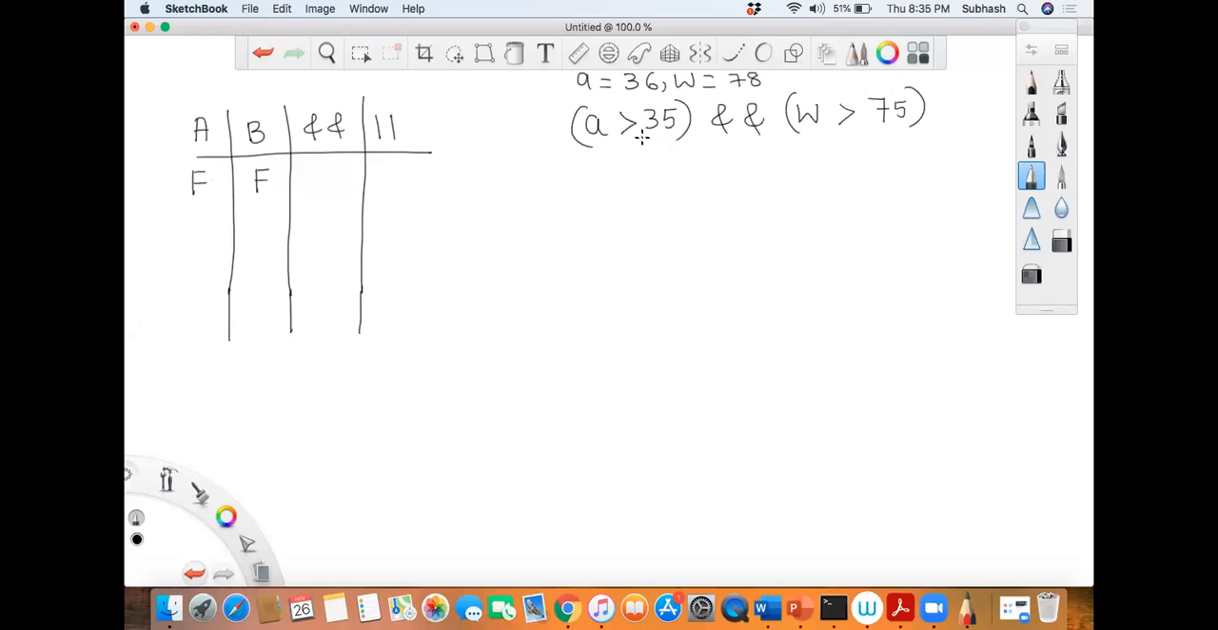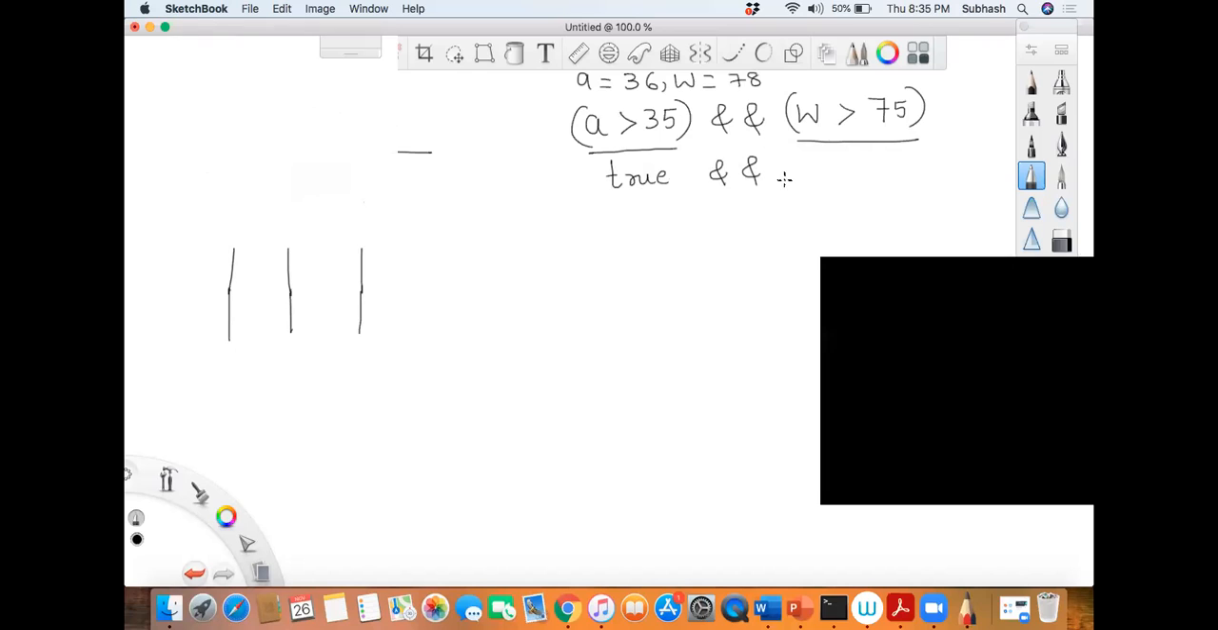Now guys, you tell me in the chat box, is the value of A greater than 35? Yes or no? These two are relational expressions. So which Boolean value will it result in? This will result in true. So true and true, correct.